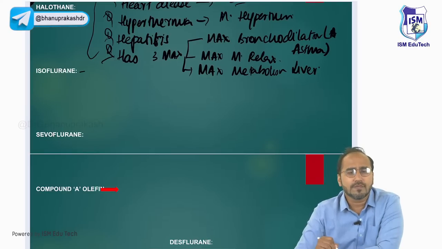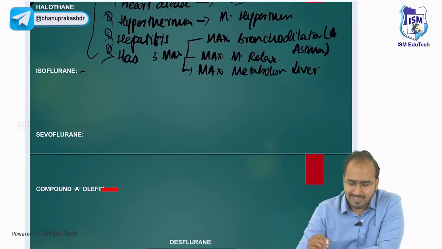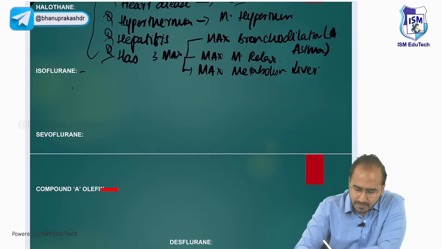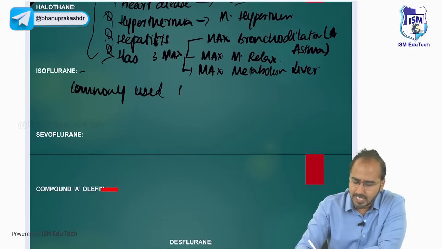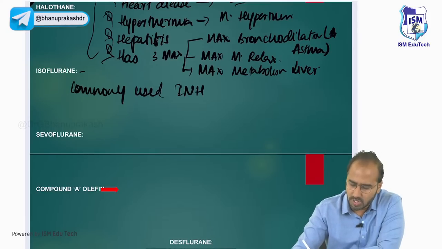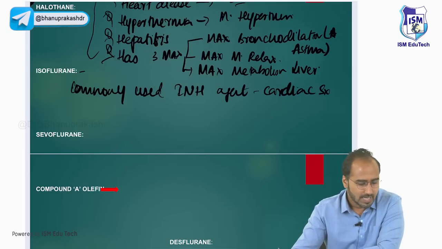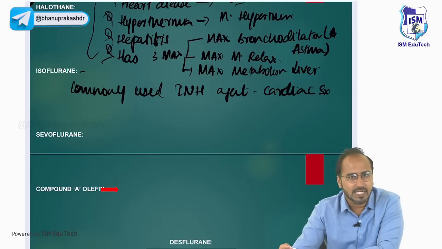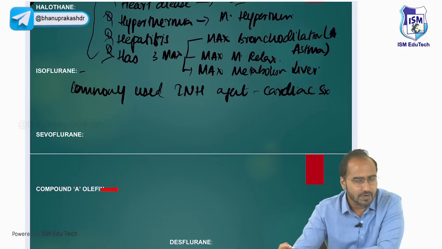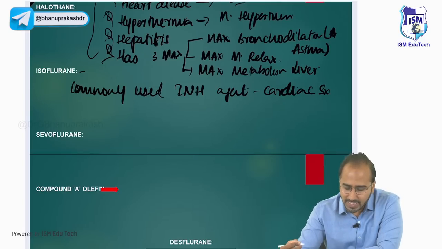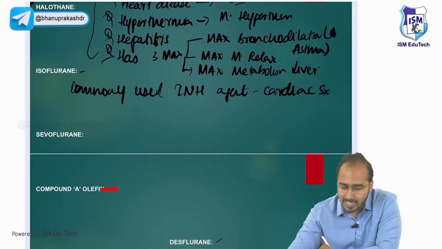Isoflurane. Regarding isoflurane, remember, guys, isoflurane is the commonly used inhalational agent for cardiac surgeries. Commonly used inhalational agent for what surgeries, guys? For cardiac surgeries. But does it mean that it is the best agent for cardiac surgery? No. The best inhalational agent for cardiac surgery is desflurane. But the commonly used inhalational agent for cardiac surgery is isoflurane.